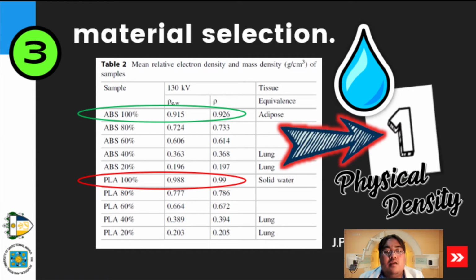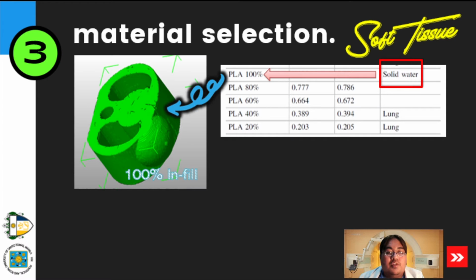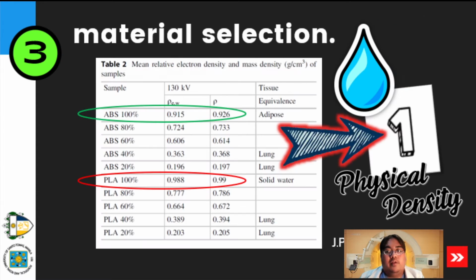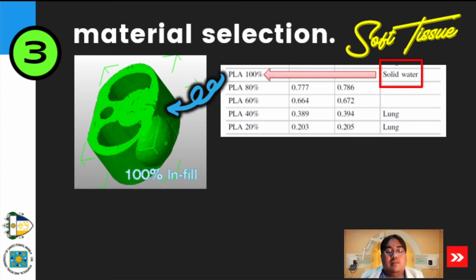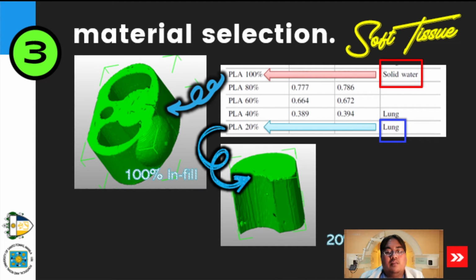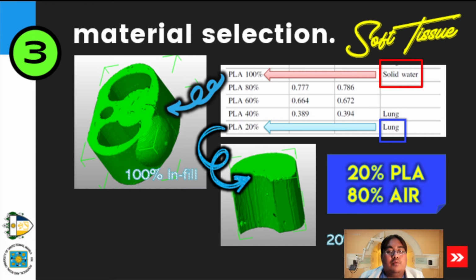Ideally, we are looking for a density which is closest to unity because it represents the soft tissue or the organ itself. Therefore, our 100% infill PLA should represent solid water and therefore our soft tissue or the body itself, while the lung is represented by a 20% infill. We are referring to 20% PLA and 80% air.